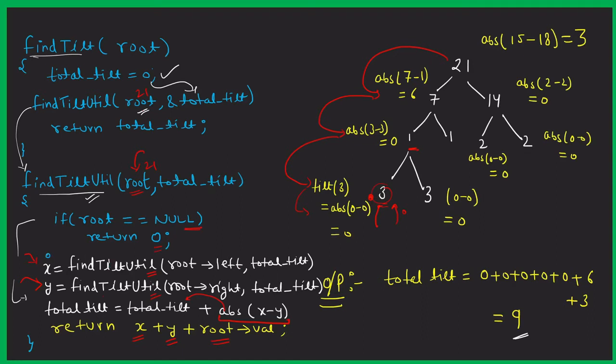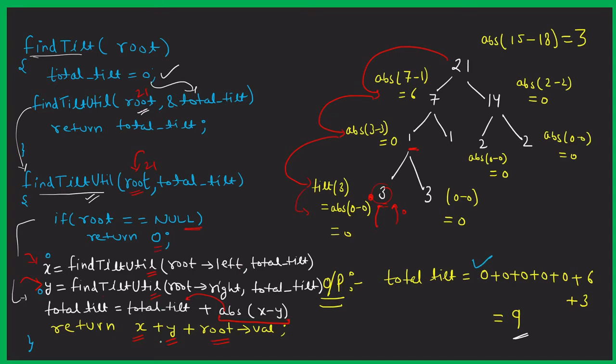So 0 is returned, and we get 0 here. Now we will be going to the right part of this 3. Root arrow right will be null, so root will be null and we will be returning 0. So when 0 is returned, y gets 0. Now x and y are 0. Left sum and right sum are 0. So here we will be updating total tilt. Total tilt initially is 0, plus absolute of 0 minus 0, so it will be total 0. So 0 is written here.